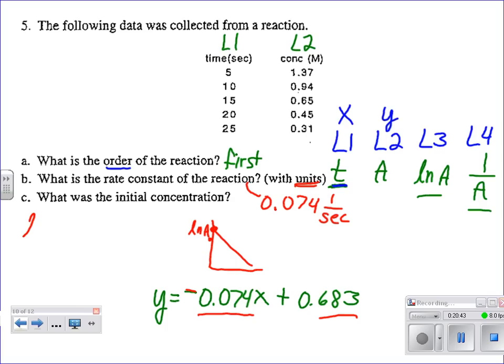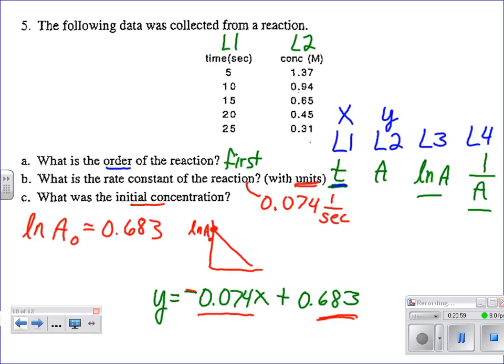So that's what we're seeing. That's what our y-intercept is: the natural log of our original amount, which we can read here as 0.683. Well, that's not what it asks for. It asks what is the initial concentration. So you guys can solve for this.